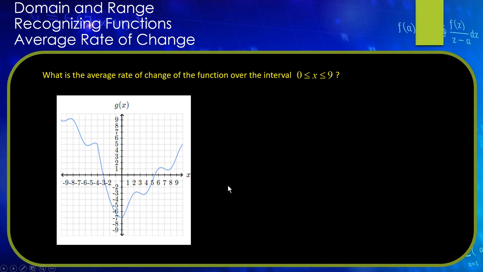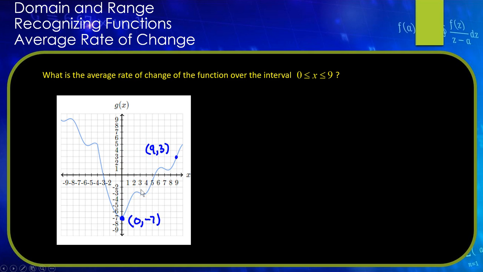Now for this one here, you're asked to find the average rate of change of the function over the interval from 0 to 9. So take a moment, calculate the average rate of change on this interval, and then we'll go over it. For this function, between 0 and 9, those are the x values, which means I'm looking at this point here, 0, negative 7, and 9, 3. So I want to find the average rate of change with this.